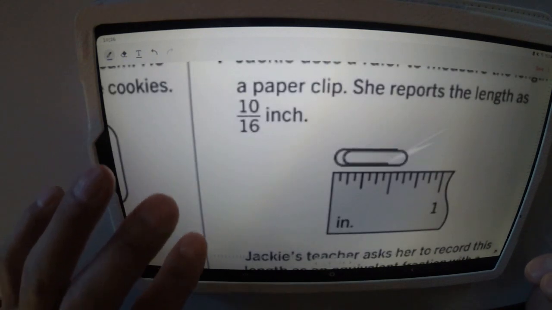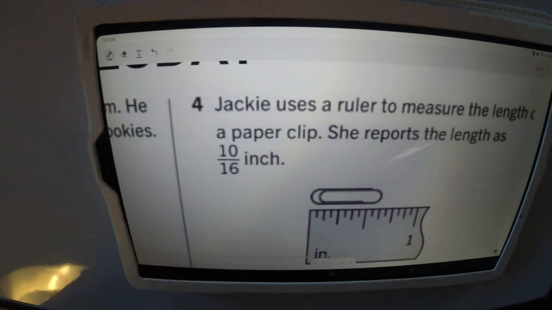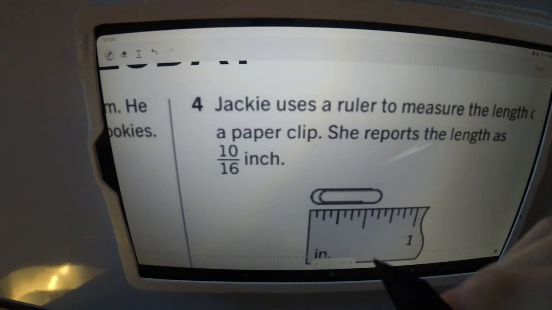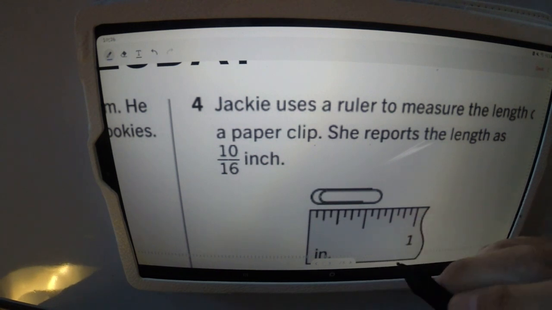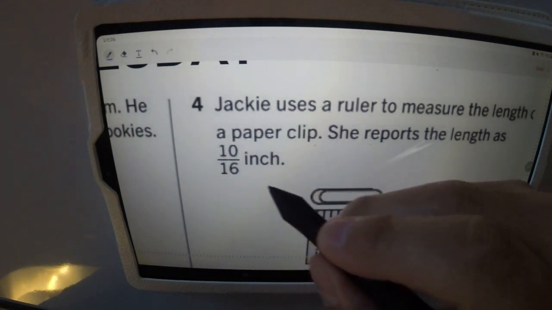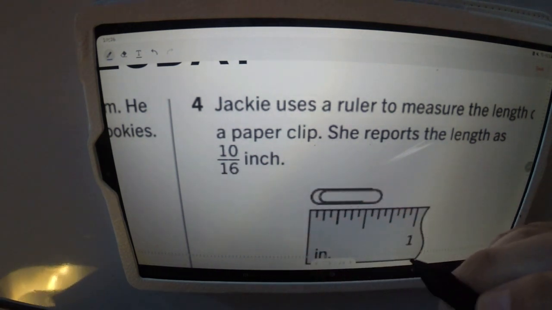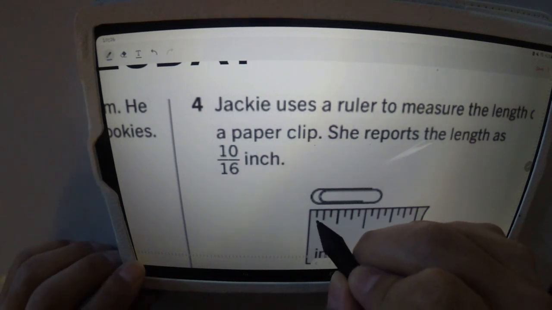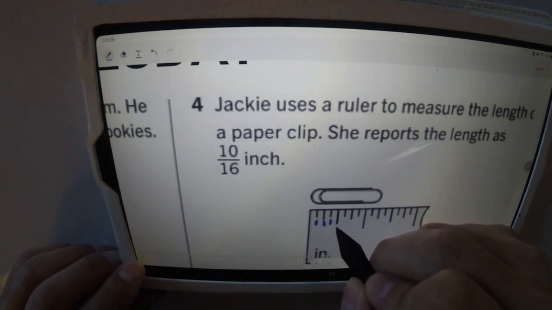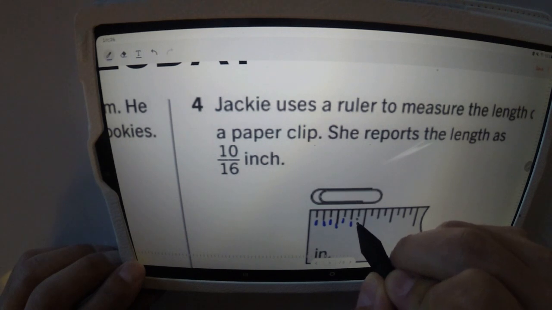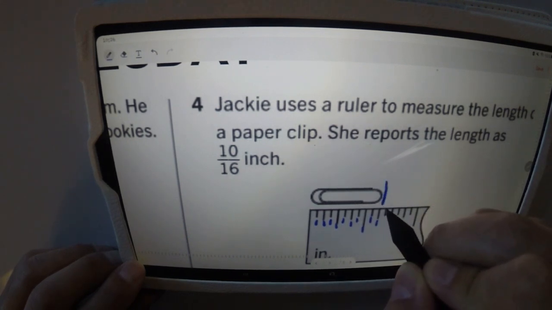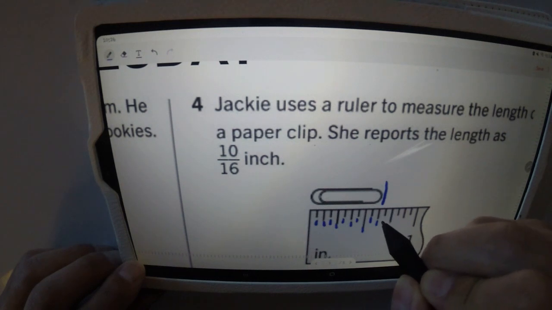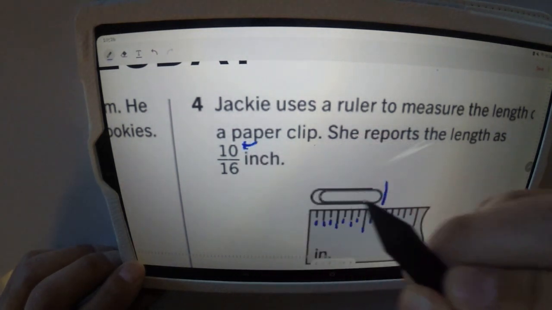Number 4. Jackie uses a ruler to measure the length of a paper clip. She reports the length as 10 16ths of an inch. So I'm going to define this really quick just so you can understand this measurement. 1, 2, 3, 4, 5, 6, 7, 8, 9, 10, which is the same as the length of the paper clip, right? And that's the first number, this one right here.